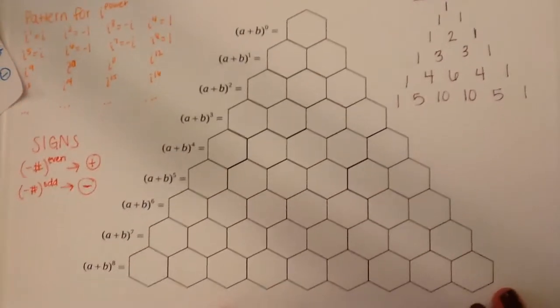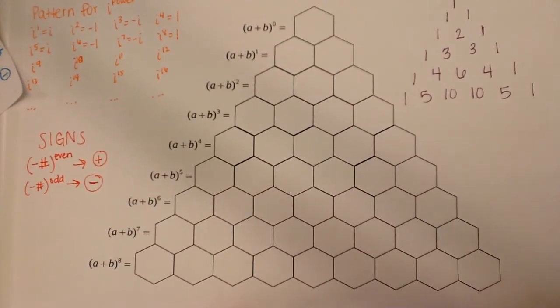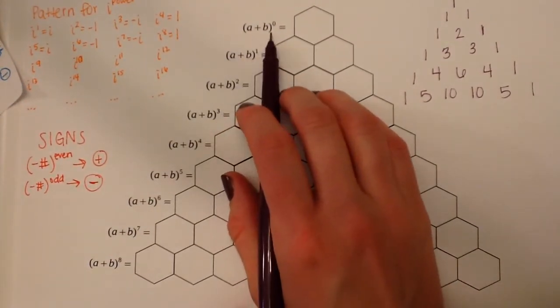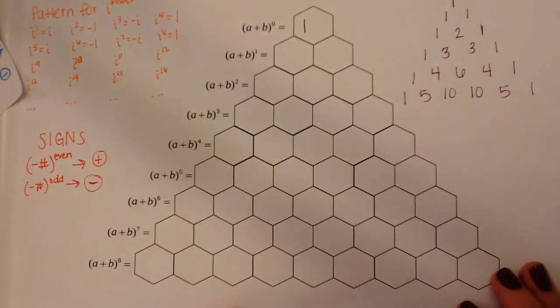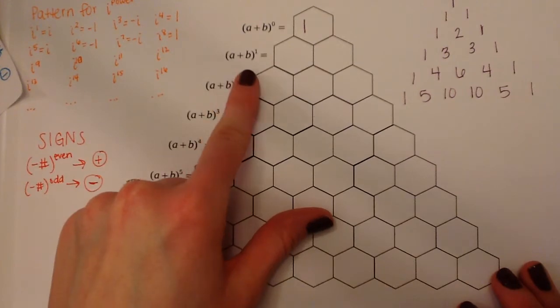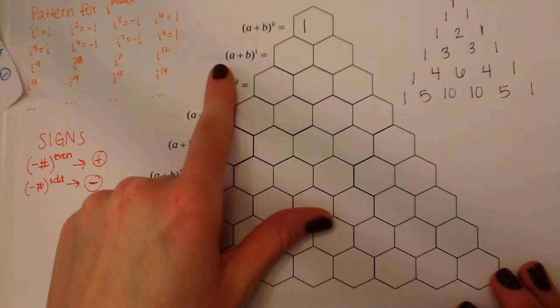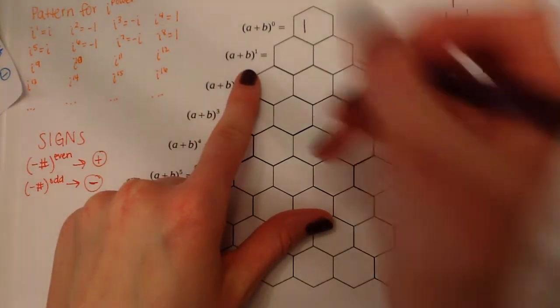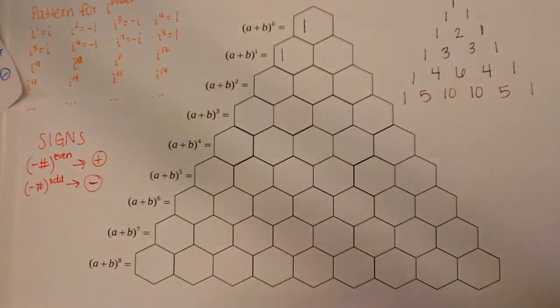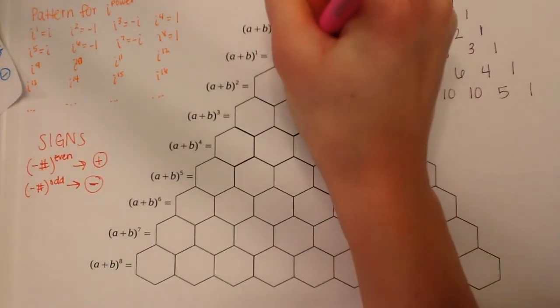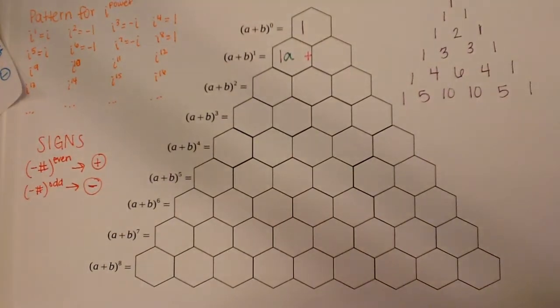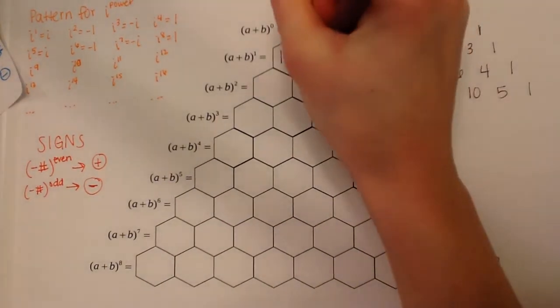Alright, so let's kind of start filling this out a little bit. If we have a plus b to the 0 power, we're going to have 1. Okay, so then if we go to a plus b to the first power, that's just saying a plus b. So you're going to end up with 1, and we're going to use different colors. So we have 1a, and let's go with pink, plus we have 1b.